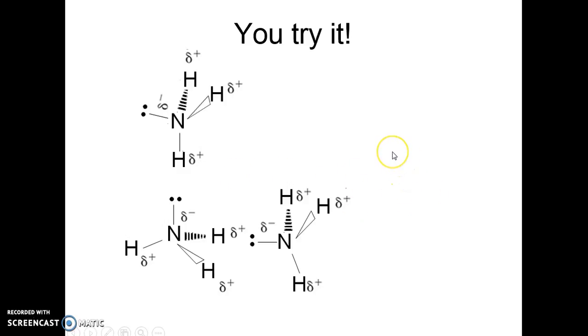But we're missing something. We have to draw on the hydrogen bonds. Remember that they are dotted lines, not solid lines. Solid lines are covalent bonds. Dotted lines are hydrogen bonds. Notice the del positive on a hydrogen is being attracted to the del negative and non-bonding pair on a nitrogen.